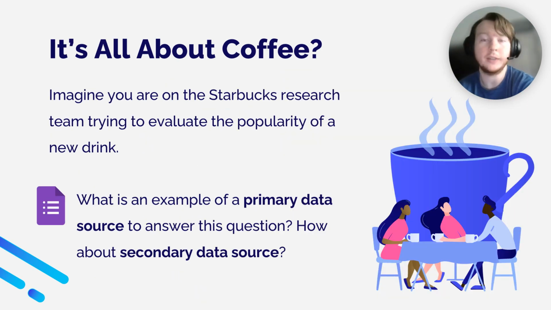On this slide, we're having students do some brainstorming. They're imagining that they're on the Starbucks research team and trying to evaluate the popularity of a new drink. We want them to think of an example of a primary source to answer this question and a secondary data source to answer this question. Students might go in a lot of different directions with this. We do recommend putting them in small groups so they can talk through their ideas and sort those out.